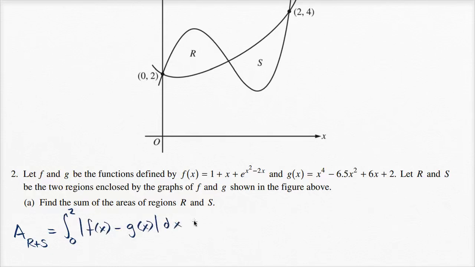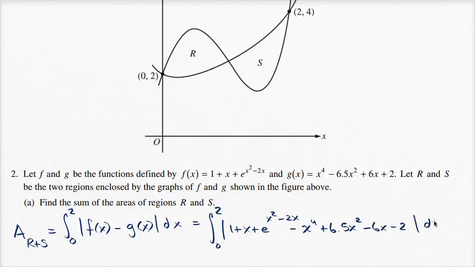So that's going to be the sum of the areas, or we could say this is going to be the integral from 0 to 2 of the absolute value of f of x, which is 1 plus x plus e to the x squared minus 2x, minus g of x. So minus x to the fourth plus 6.5 x squared minus 6x minus 2. Take the absolute value dx. Now this would be pretty hairy to solve if we did not have access to a calculator, but lucky for us on this part of the AP exam, we can use a graphing calculator. So let's do that to evaluate this definite integral. And if you're wondering why I said minus 2 instead of plus 2, remember we're subtracting g of x. We're finding the difference between them.